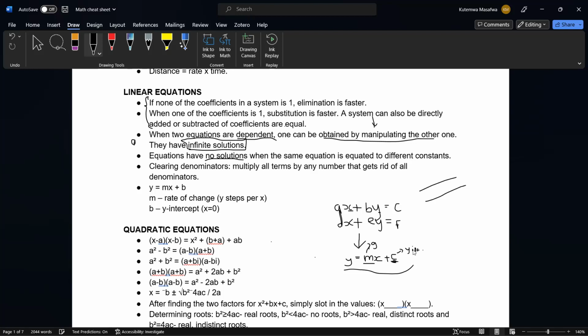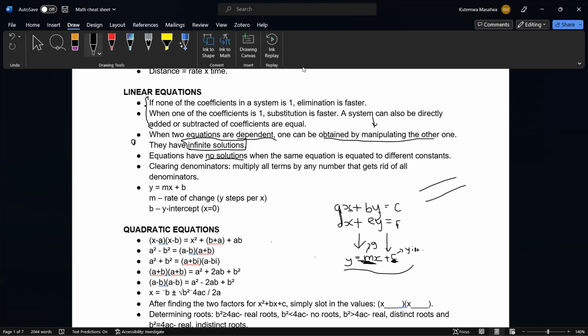Because we said for you to have lines that don't meet, they have to be parallel, meaning that m has to be equal. m has to be equal for them, but c has to be different. Because again, we said, if you have a line and the same factor is applied throughout, you're going to have the same line. So what I mean is, if m is different, but the same factor is applied to c, you're still going to get the same line.